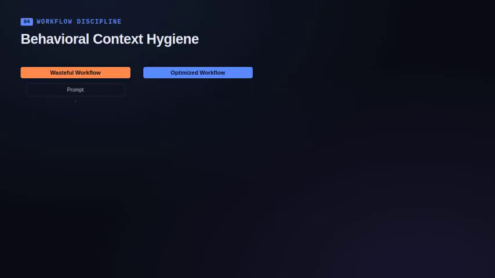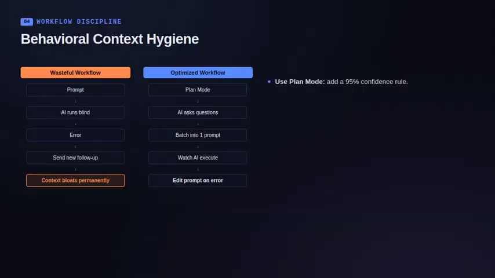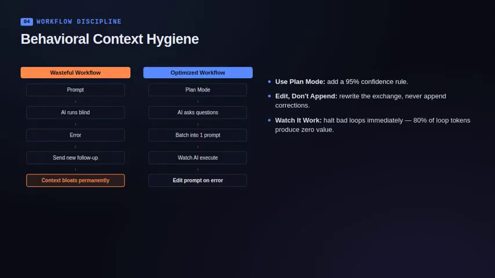Now let's talk behavioral context hygiene. The wasteful workflow looks like this. You send a prompt, the AI runs blind, it hits an error, you send a new follow-up, and your context bloats permanently. The optimized workflow flips that. Use plan mode, let the AI ask clarifying questions, batch your instructions into a single prompt, watch the AI execute, and if something goes wrong, edit your original prompt instead of appending a correction.